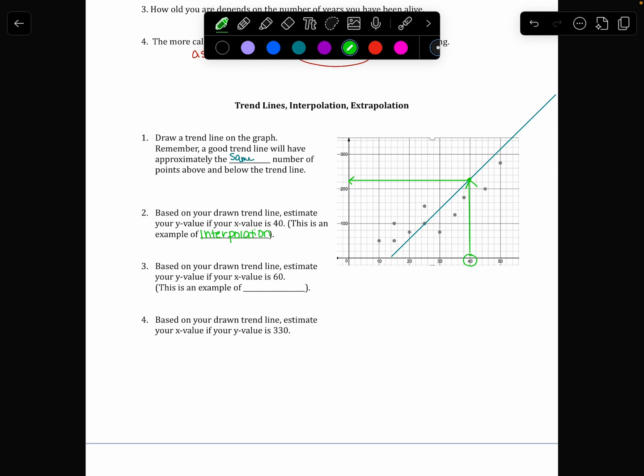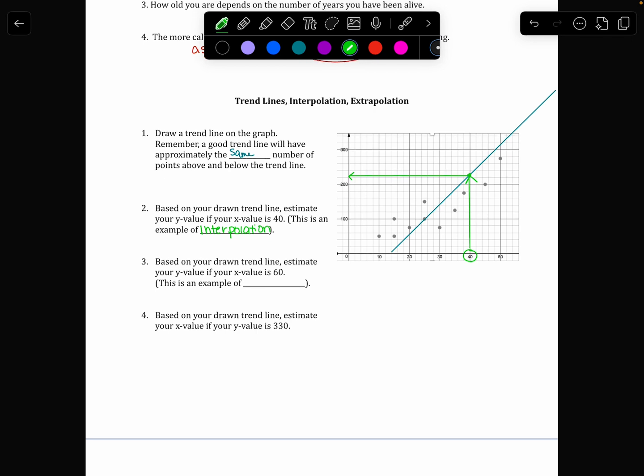interpolation. Oh my gosh, my poster just fell. Okay, this is an example of interpolation because I can estimate my data based on the values that are within my graph, okay? So when I look at this, that's 220, I would say that's probably like 223, okay?